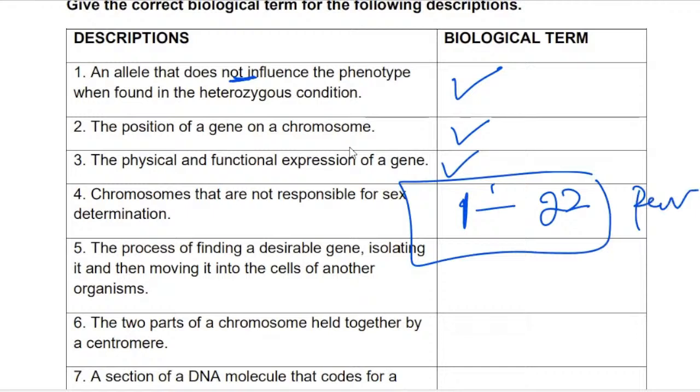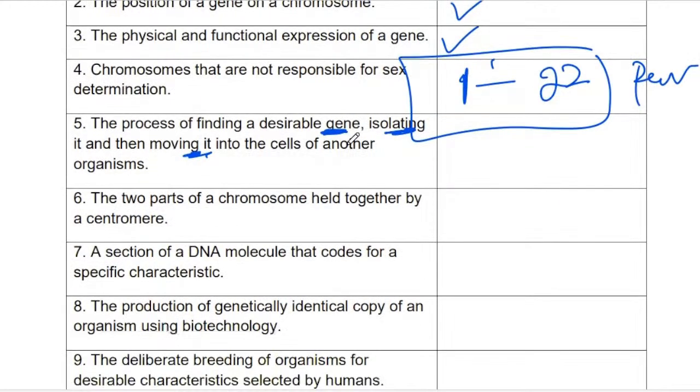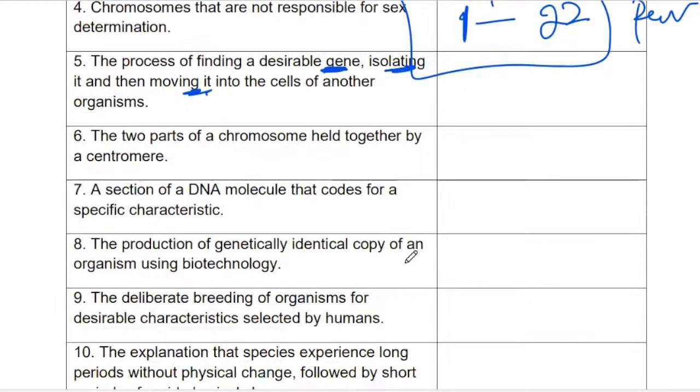Then they're saying the process of finding a desirable gene, isolating that gene, and then moving it to the cell of another organism. We call this genetic engineering, because you are manipulating these genes, or genetic modification. You are modifying the genetics of another organism. Then we go to the next part. As we said, let's first go through the terminologies very fast, and then we go to the content we are interested in more, so that we don't lose these 10 marks.